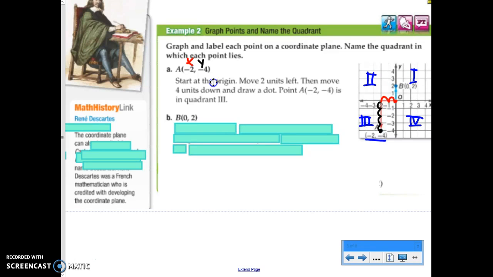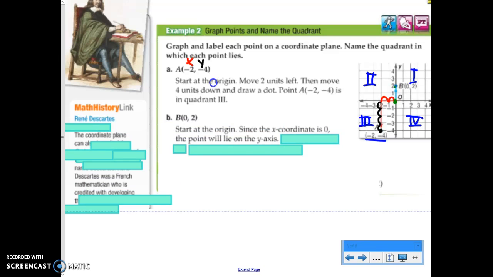Take a look now at B. Clearly you can see where B is right up here, but again, start at the origin whenever you are trying to graph, label different kinds of ordered pairs or points. So when we start at the origin, the next thing we need to do is, since the x-coordinate is actually 0, the point will lie right on that y-axis there.